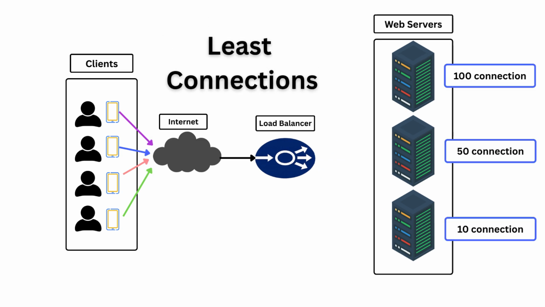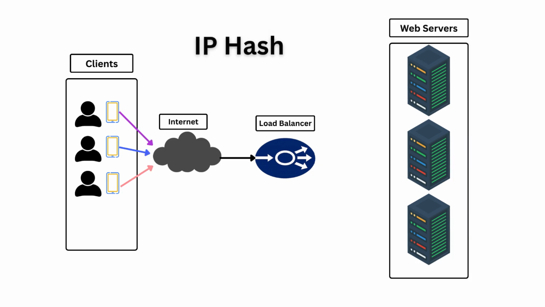A smarter approach is least connections. Here, the request is sent to the server with the least number of active users. So traffic is distributed more evenly, especially when some requests take longer than others. Another method is IP hash. Here, the same user always goes to the same server. This is useful for session persistence, where a user needs to stay connected to a specific server.